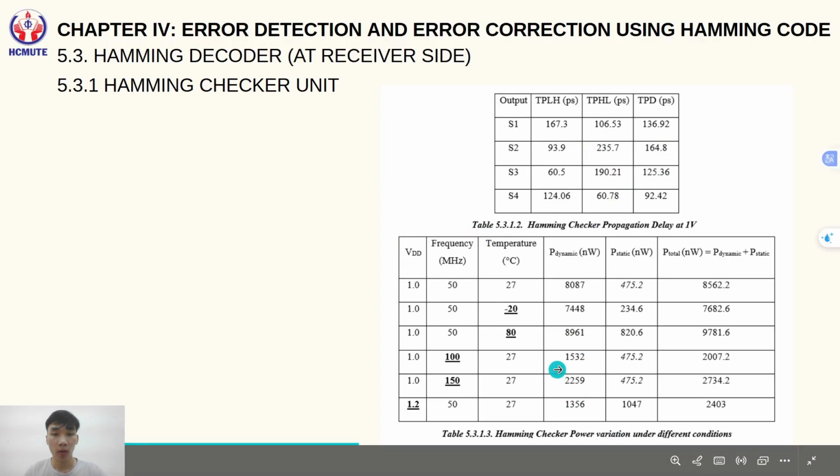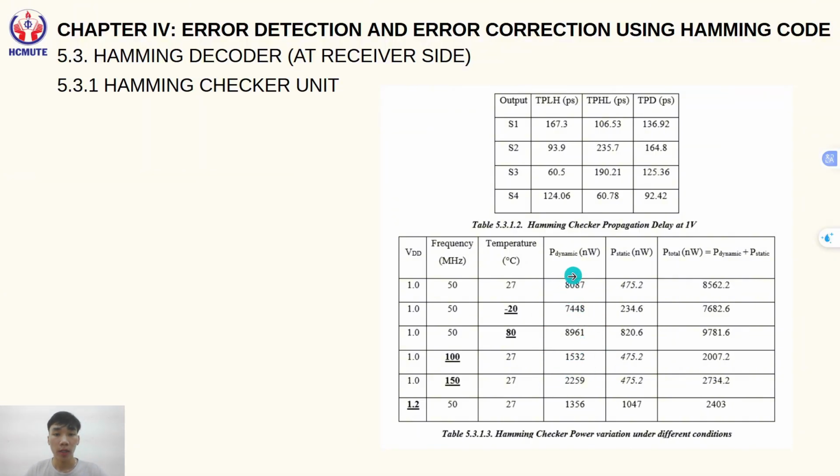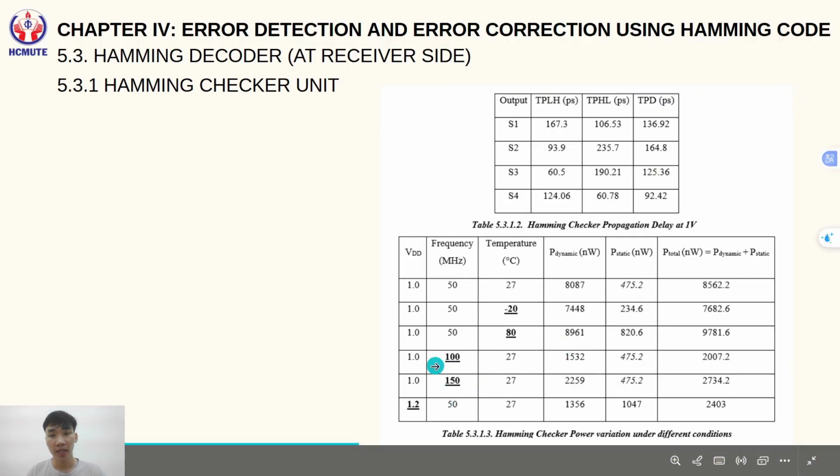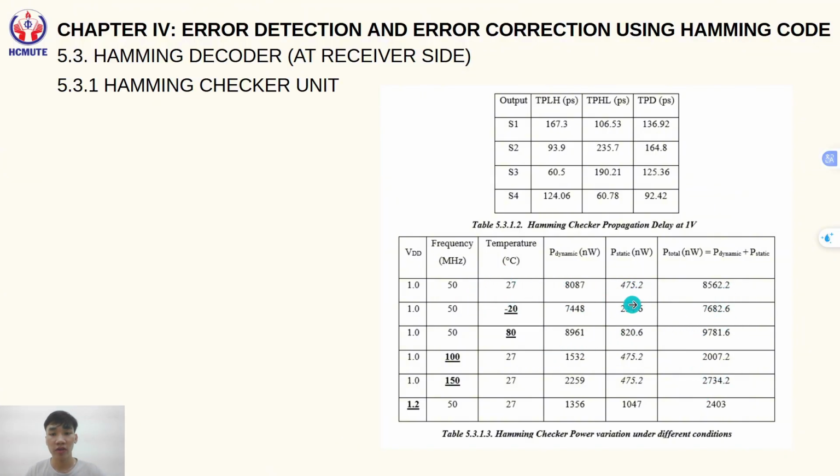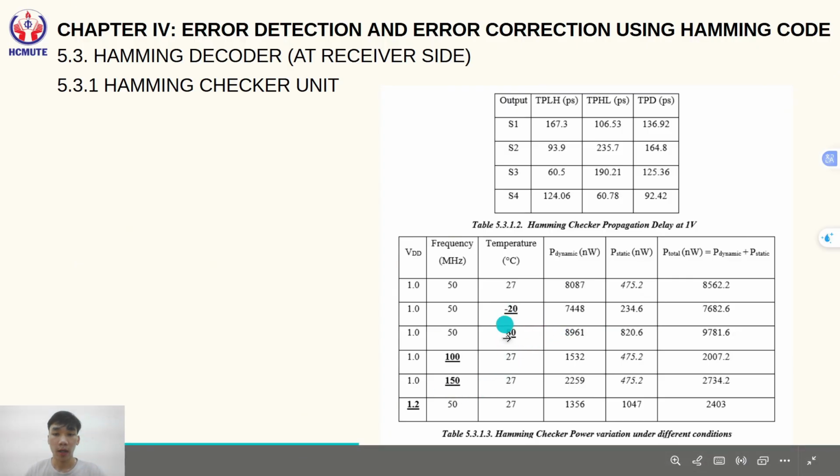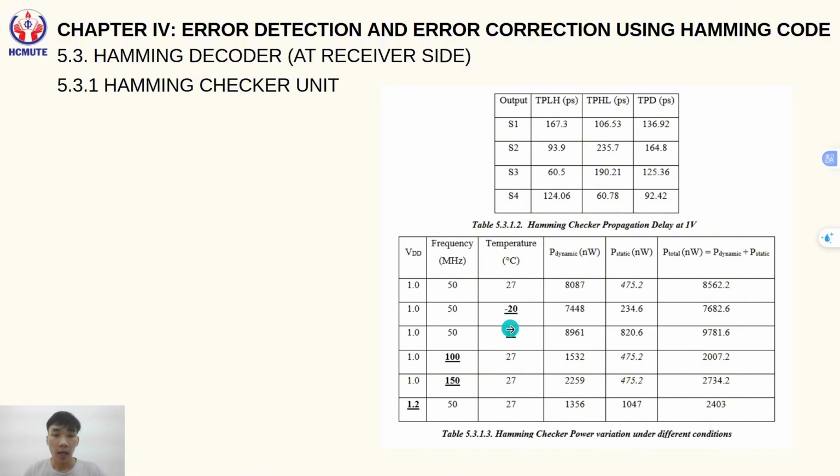And here is the power variation under different conditions. Dynamic power increases with operating frequency because of more frequent switching activity, and static power rises slightly with higher temperature or VDD due to increased CMOS leakage current.